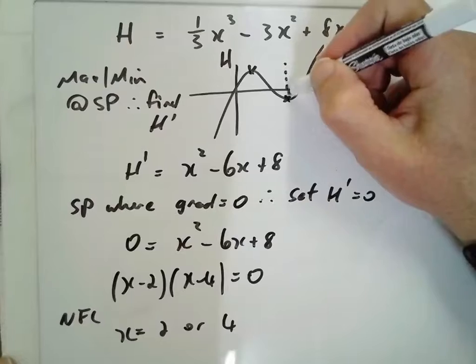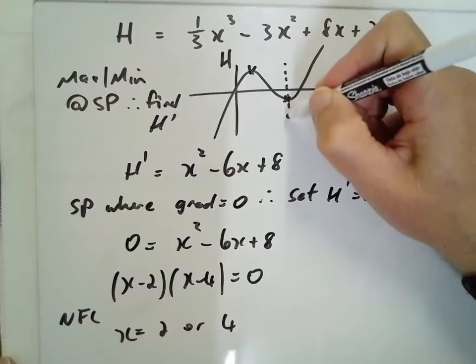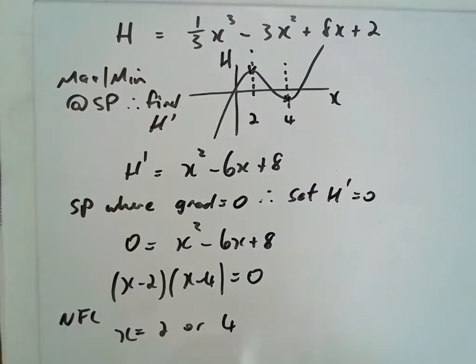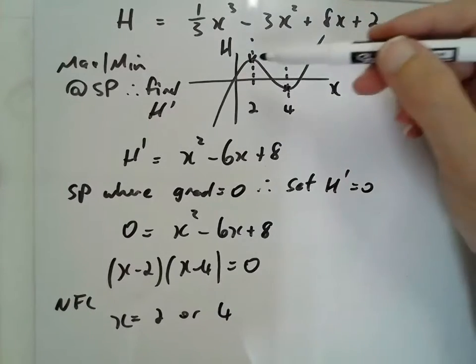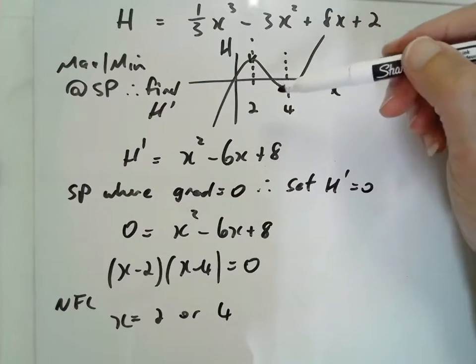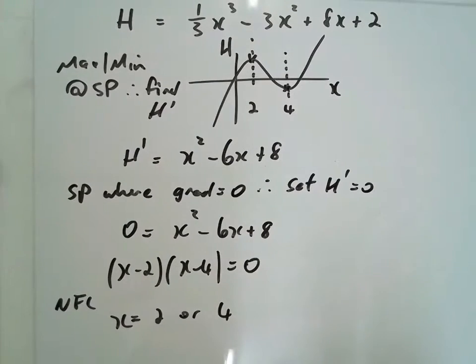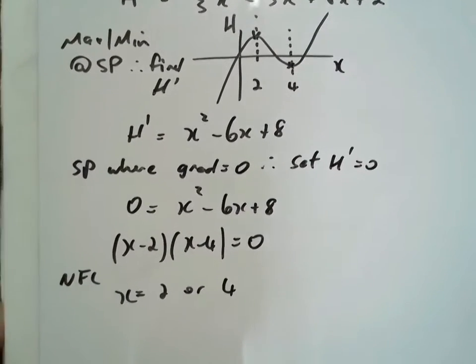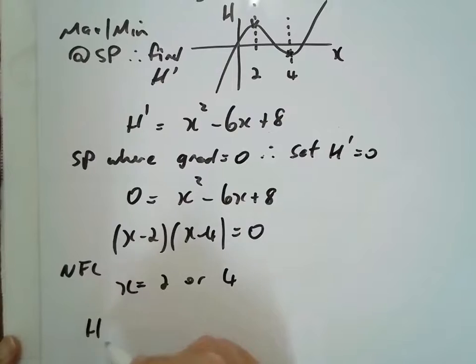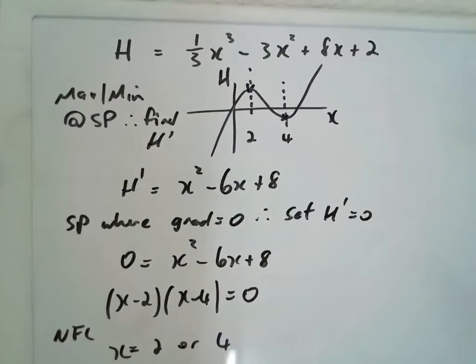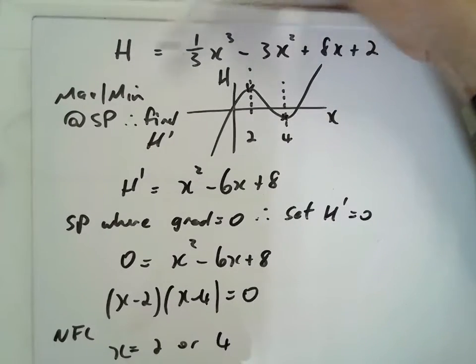So we know that's the point 2 and that's the point 4. If the question said where did the maximum and minimum happen, we would say they happen where x equals 2 or 4. Potentially, they will say what is the height. If that's the case, you're going to go the height when x is 2, and you're going to sub straight into the function that says height.